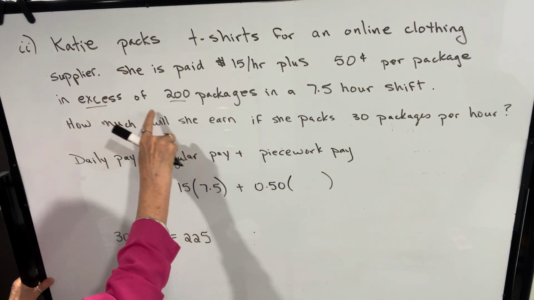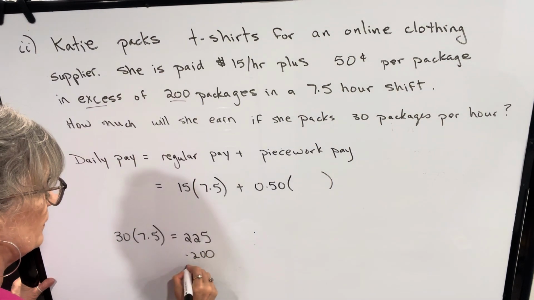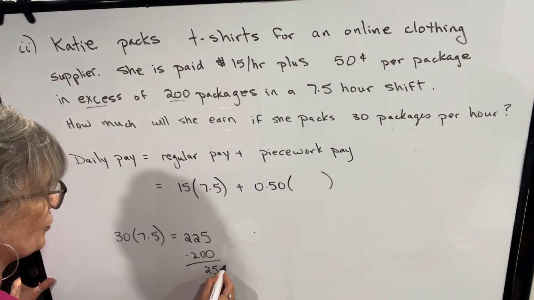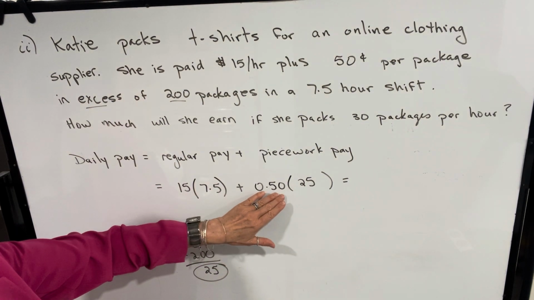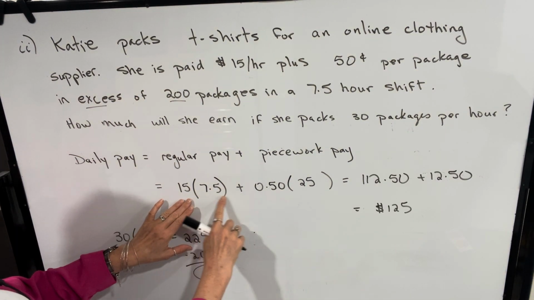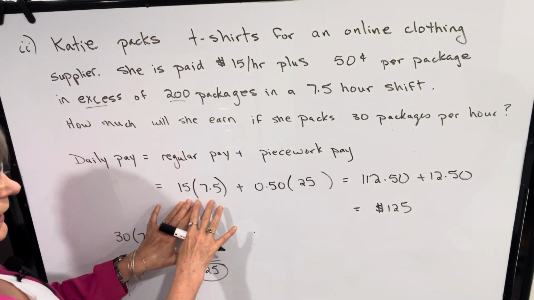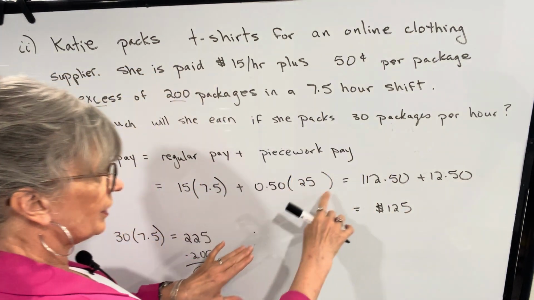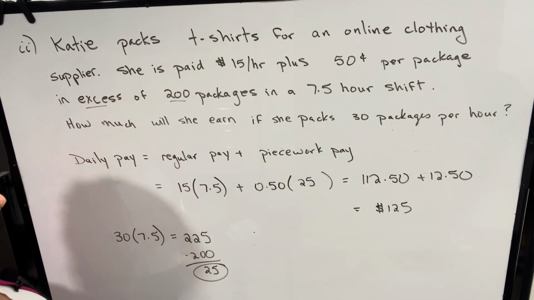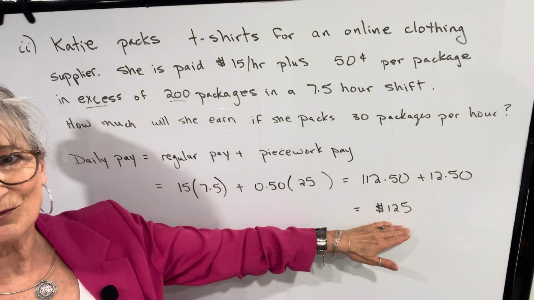So in order to find how many in excess of 200, we're just going to subtract 200. So she'll get paid extra on those 25. So we multiply 25 times 50 cents. So Katie would receive $112.50 with her regular pay, and in addition to that, she would receive $12.50 for the extra packages she was able to produce that day. Her total daily pay is therefore $125.